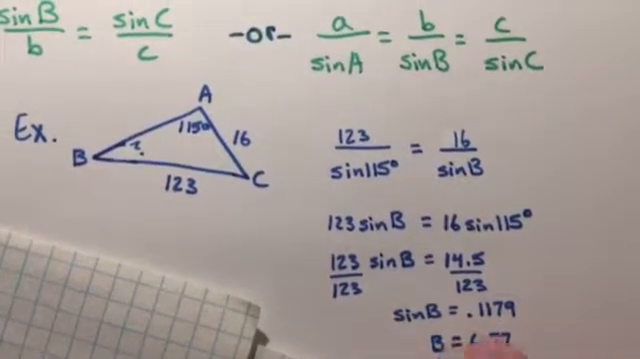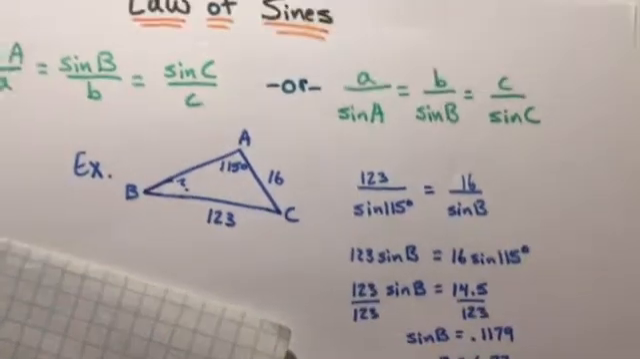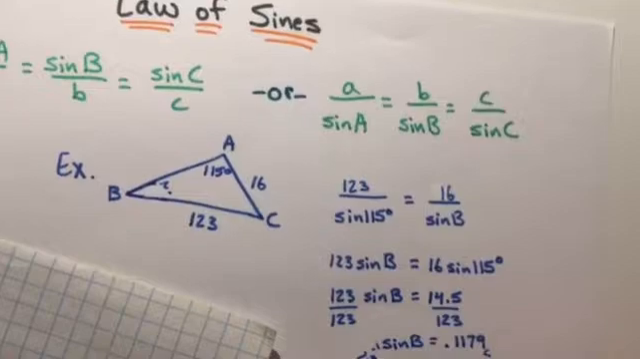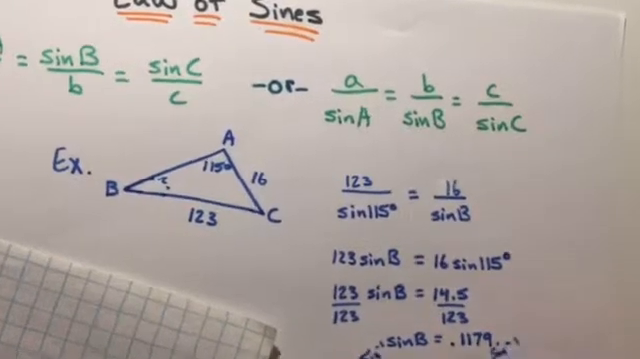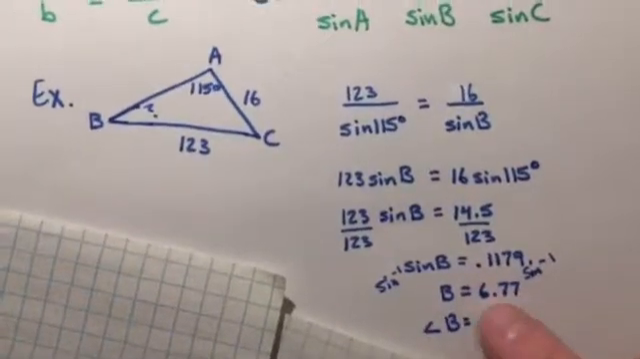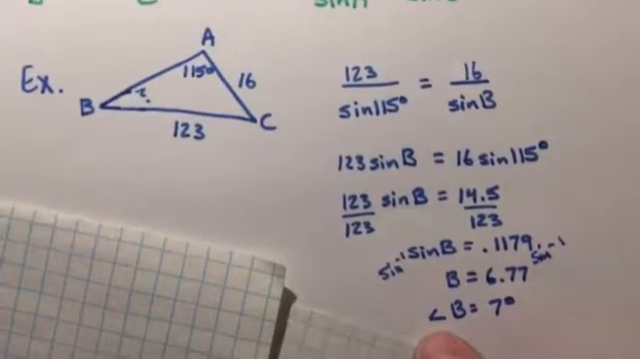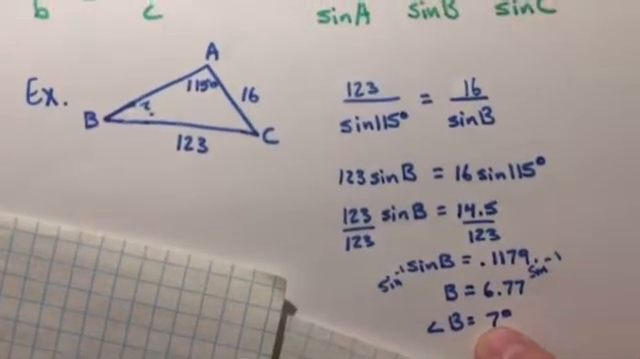Then the sine of B, we have to get rid of it. So we have to do the inverse sine to get rid of it. And that gives you 6.77. And then we always round angles to the nearest degree. So angle B is 7 degrees.